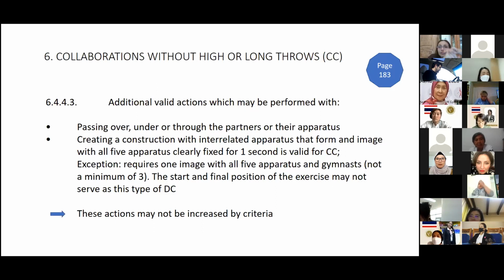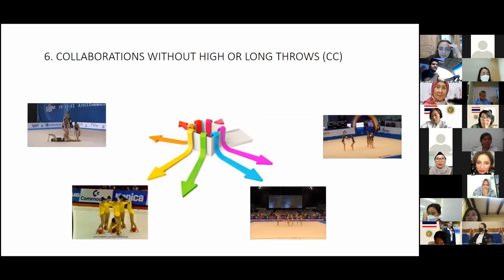The start and final positions are not counted towards this type of difficulty collaboration. The start and final position of the exercise. Those two actions, if you want to make from them the collaboration, cannot be increased by outside visual and without hands. Only 0.3, their points.